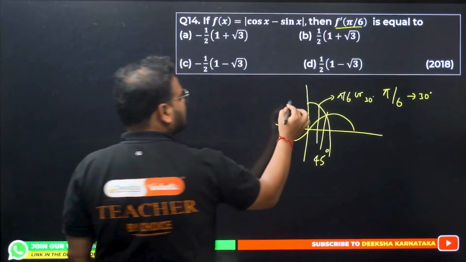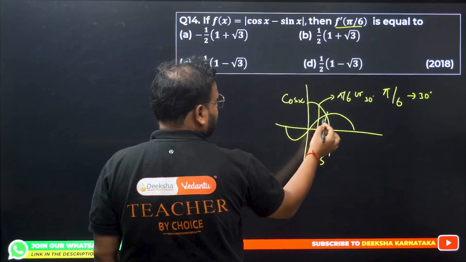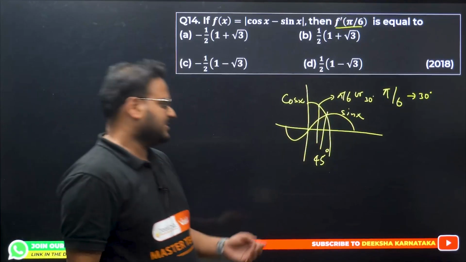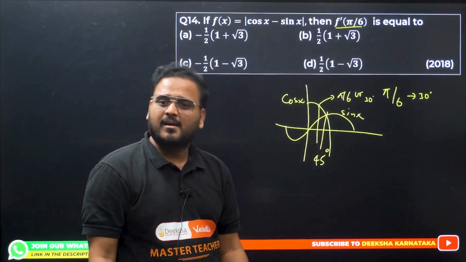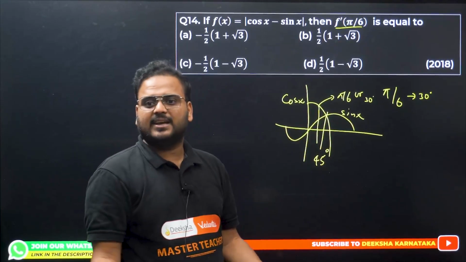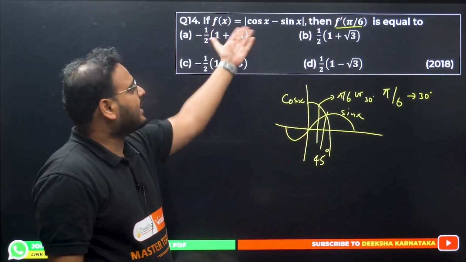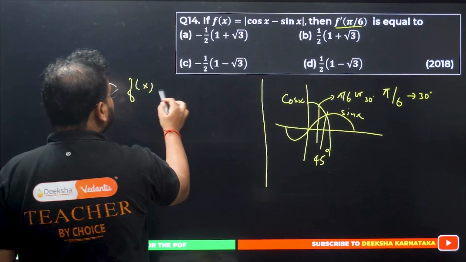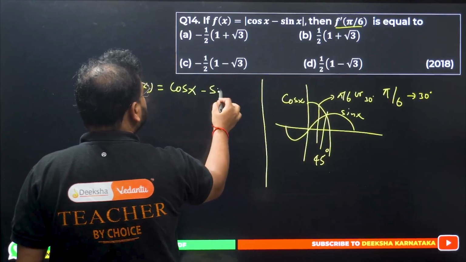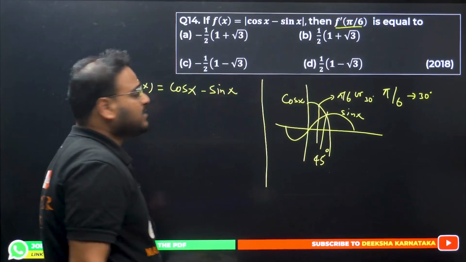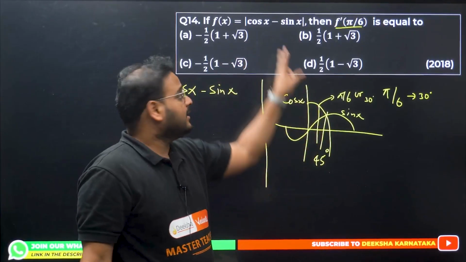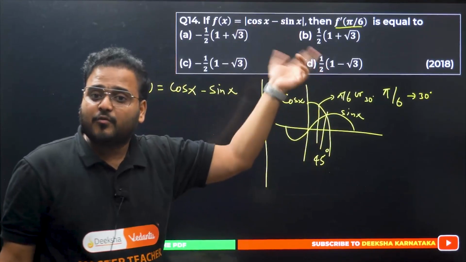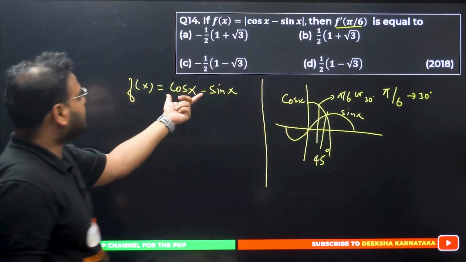At that point, this function is what? Cos. And this function is what? Sin. Think carefully. At pi by 6, isn't cos more than sin? It is more than sin. It means, of course, this modulus will open with the plus sign only. So f(x) will not be modulus, it will be simply cos x minus sin x, because the mod will open with the plus sign, because cos is more. This value here is positive. Cos is more than sin, so the difference cos minus sin is positive. So it will open with the plus sign.